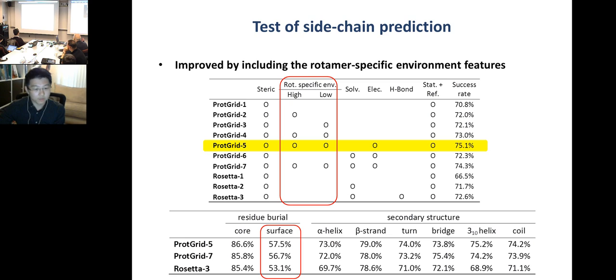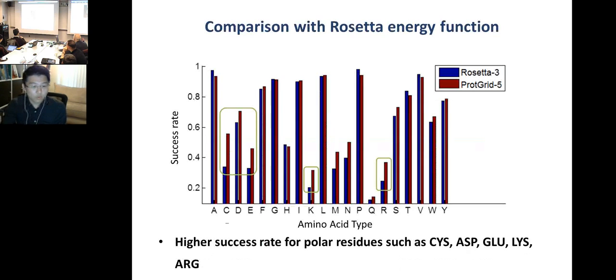And in the case of this particular combination of energy terms, it shows much improved accuracy and the best accuracy. So this might indicate that the rotamer-specific environmental features model the hydrophobic effect more effectively than the conventional observation model. And when we compare the accuracy for each different amino acid type, we can see significant improvement for polar residues such as cysteine, asparagine, or glutamine. In fact, these polar residues require accurate modeling of solvation effect. So the results also support that the rotamer-specific environmental features are effective for the modeling of solvation effect.